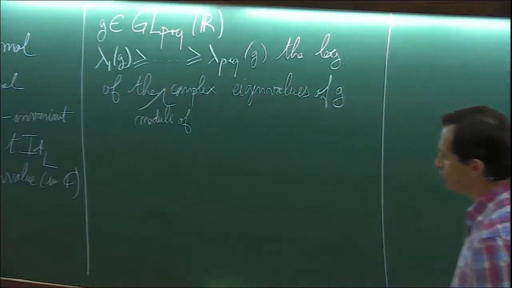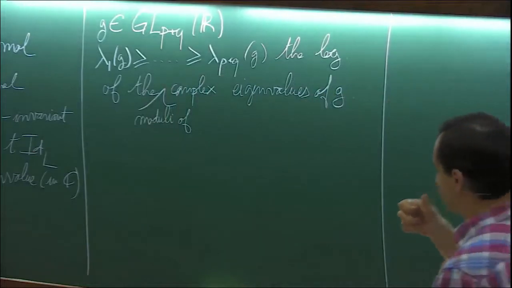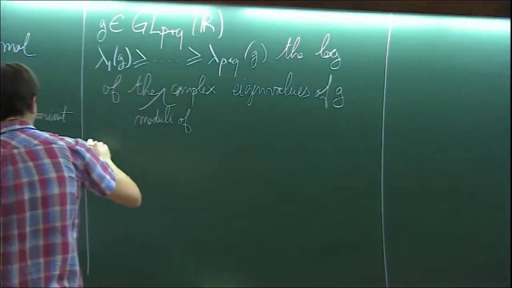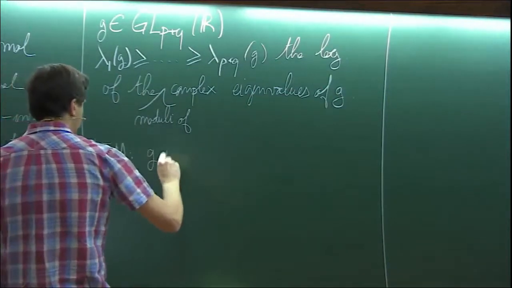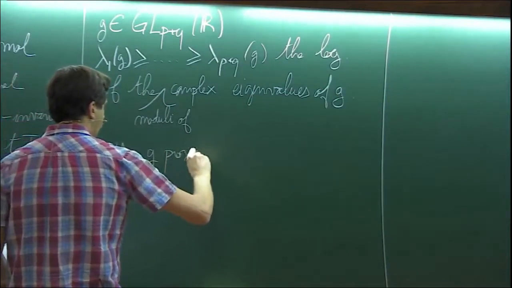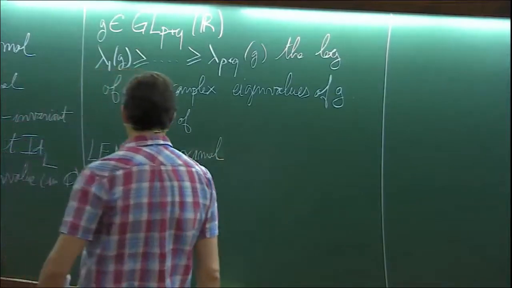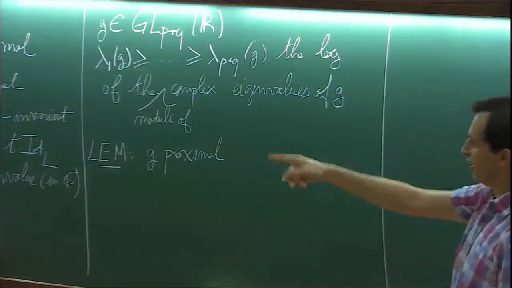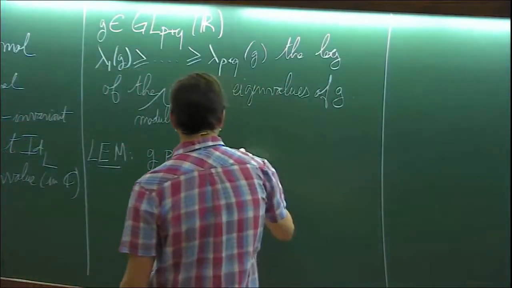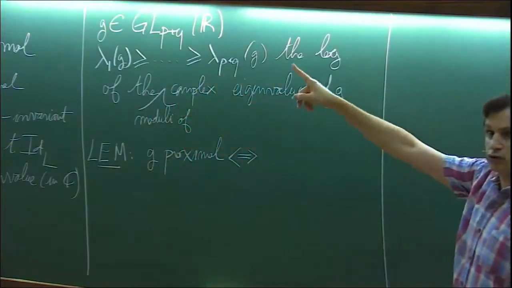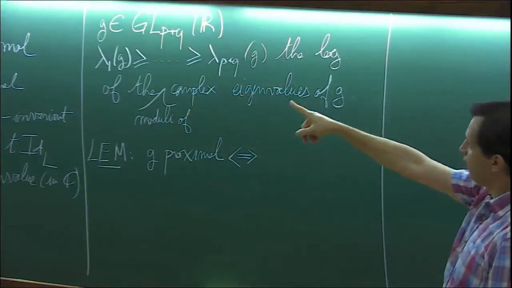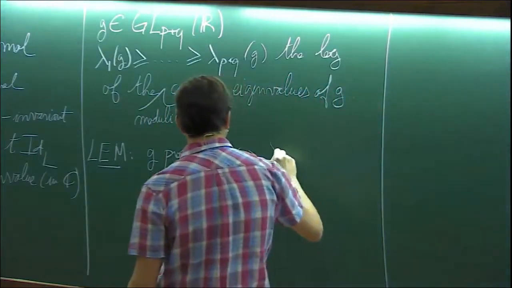So it's a notation that I will need, and maybe a small lemma is to have different characterizations of a proximal element. An element is proximal in this sense if and only if the difference between the first two, lambda 1 minus lambda 2, is positive.